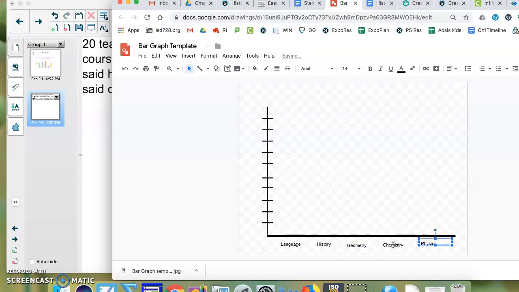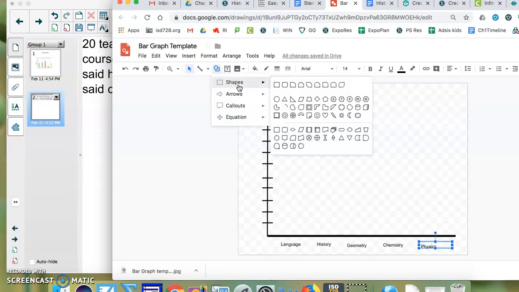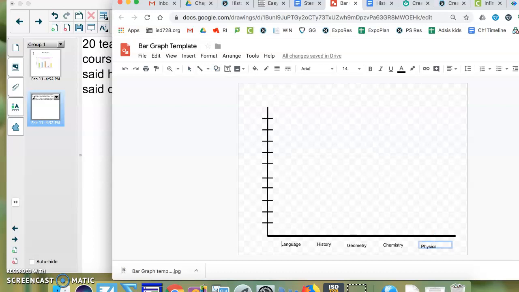The easiest way in Google Draw, if you're using Google Draw, is just to go to shapes and you can get a rectangle. So if I go back to language, there was 7 people who said language was their favorite. So like right now it's up to 2, 3, 4, 5, 6, 7. So I'm going to make a box there. I'm going to make it about the same. And then I'm going to copy that.